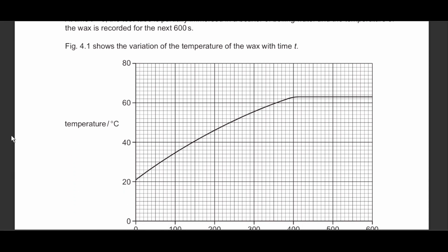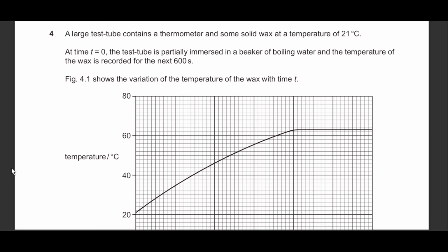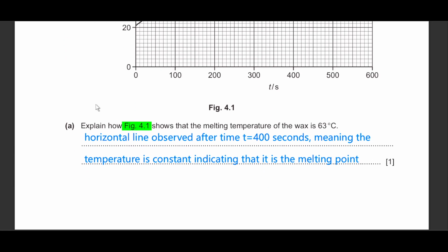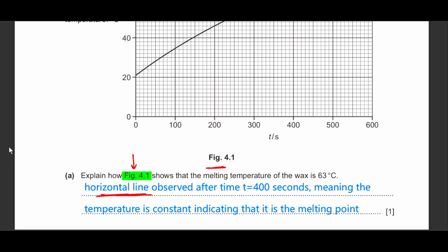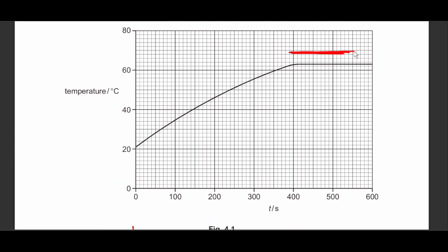Question number 4, he says there is wax being melted over a period of 600 seconds. Now notice the hint. The hint is how the figure shows this. How do you know that the melting point of wax is 63? Because there is a horizontal line. That's what you see with your eyes over here. You see this is horizontal. That's how you know this is the melting point.